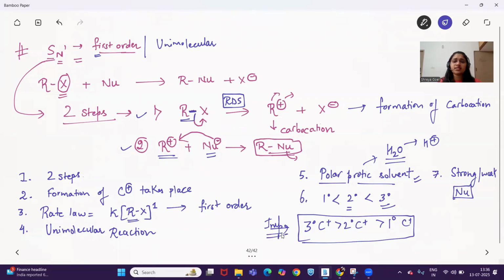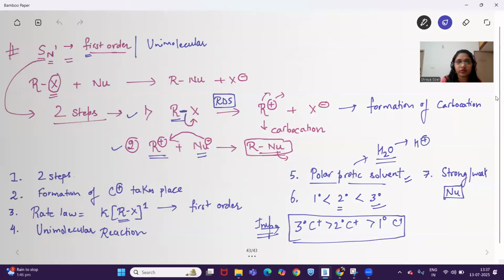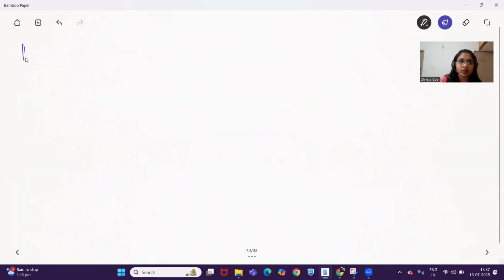Okay, so these are the basic or main characteristics of the SN1 reaction. And in the last, we will study the difference between SN1 and SN2. But before that, we have to study the SN2 mechanism, right? So this is clear. This is okay. Fine. Great. So we can take an example also. We will take one example.